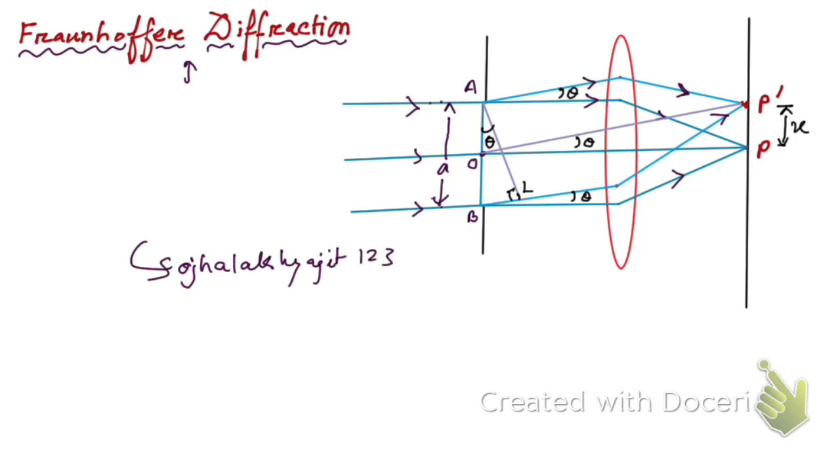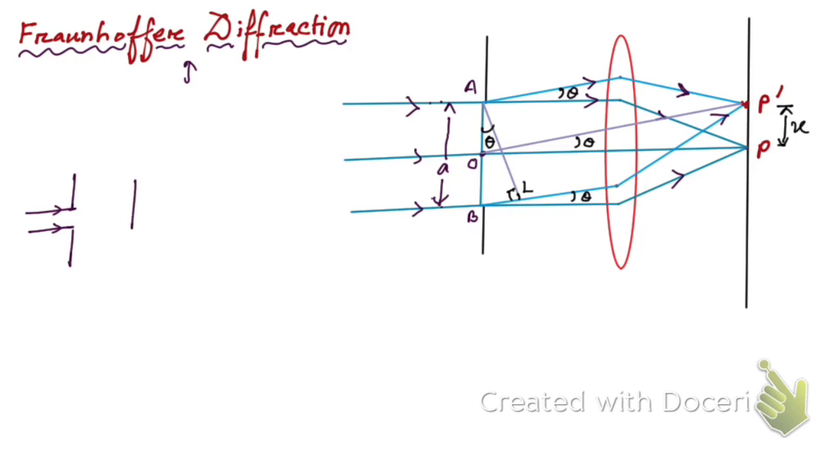So now let's start. Here you see, suppose we have a slit and a parallel beam of light is allowed to pass through. That means a plane wavefront is incident on this slit. When you draw a plane wavefront, we draw the light rays in the direction perpendicular to the wavefront. I hope you know these things.